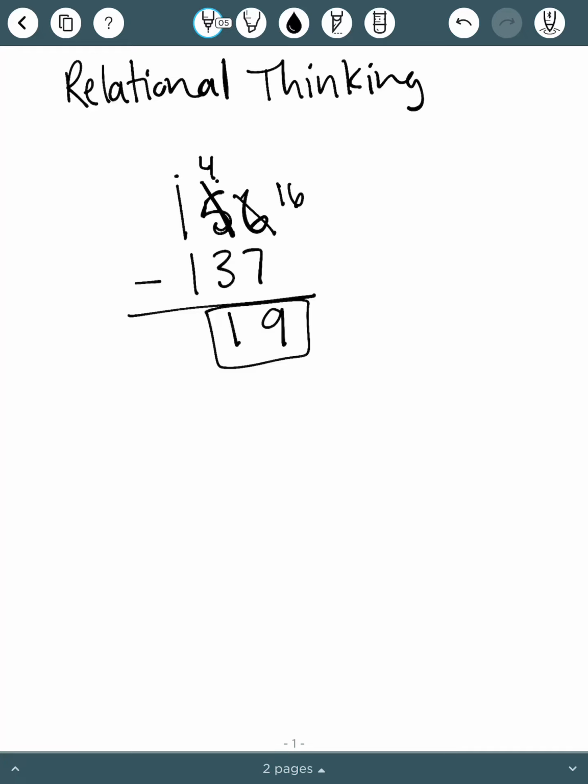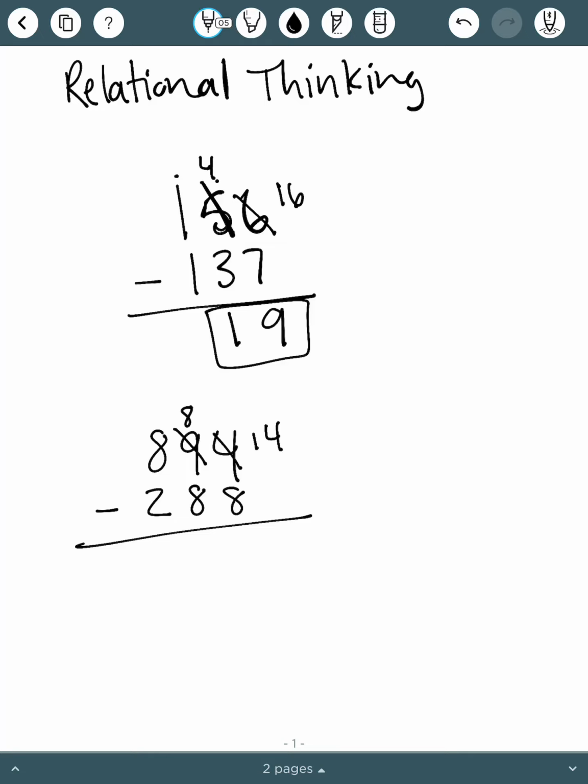A more complicated example would be maybe 894 minus 288. So then again, we can't do 4 minus 8. That would give us a negative number. So we're going to borrow from this 90 to make that 8 or 80, and then add that to the ones place, 14.